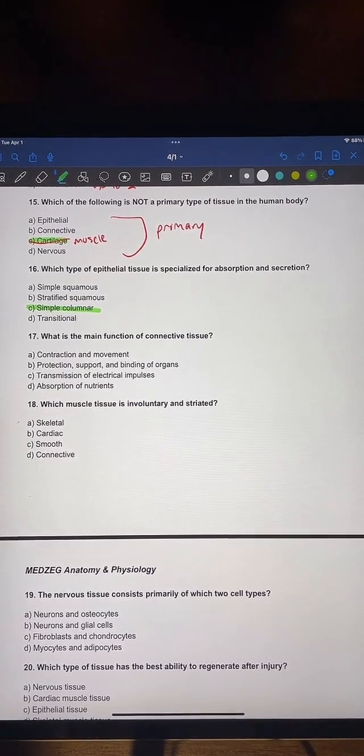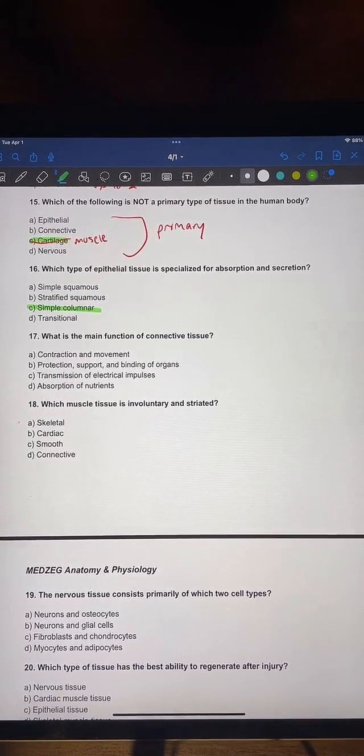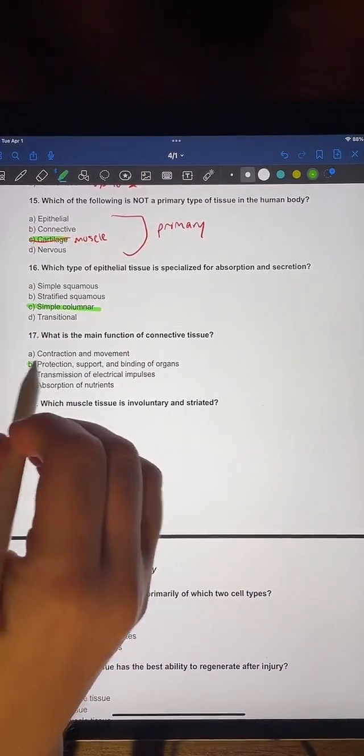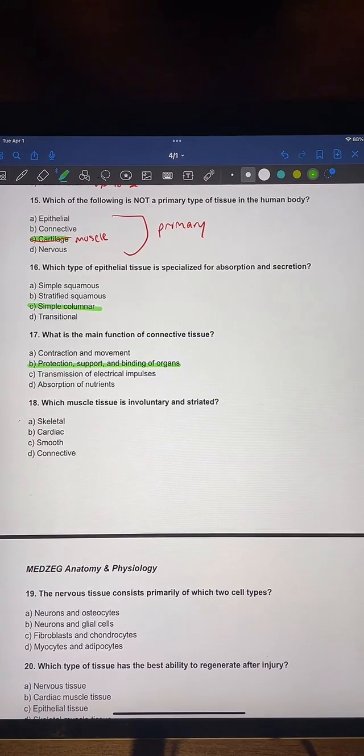We're on number 17 right now, which asks, what is the main function of connective tissue? The answer is B. It is the protection, support, and binding of organs. So our connective tissue is going to provide that structural support that would help with our bones, our blood, our cartilage. Contraction and movement is more for muscle. Transmission of electrical impulses is nervous tissue, and absorption of nutrients would be epithelial tissue.